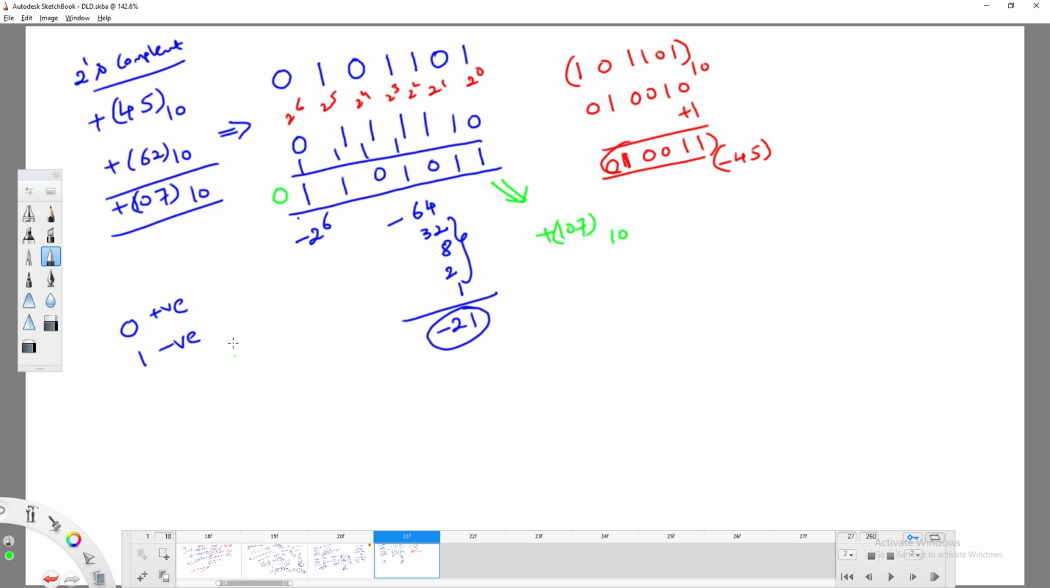Okay, fine. So for timing, try to think about this one, and take out one more number. 45 base 10, 62 base 10. I am trying to perform subtraction. So what is the 2's complement of 45? 0 1 0 1 1 0 1, 1 1 0 1, and the 62 2's complement. 62 2's complement is what?